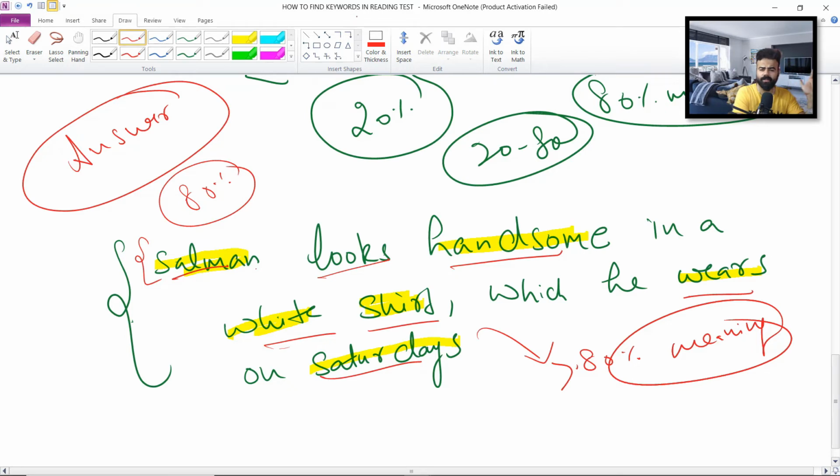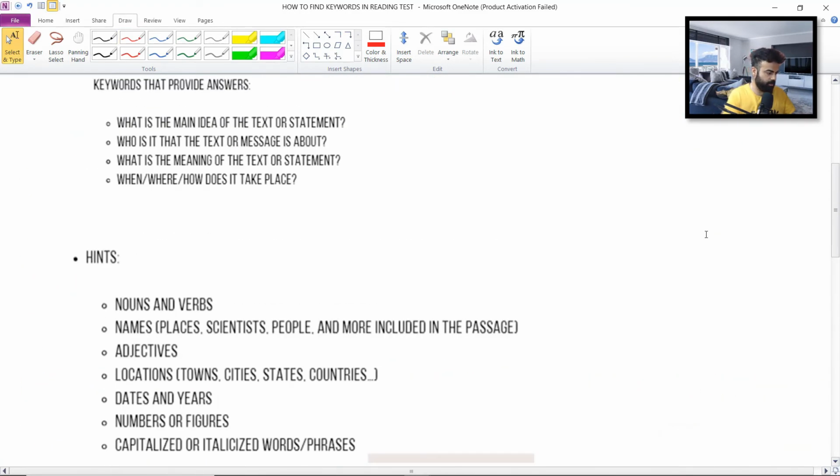Isn't it straightforward? So simply for focus keywords, you need to highlight words that add more than 80% meaning to the sentence. Now let me show you and give you some more hints.